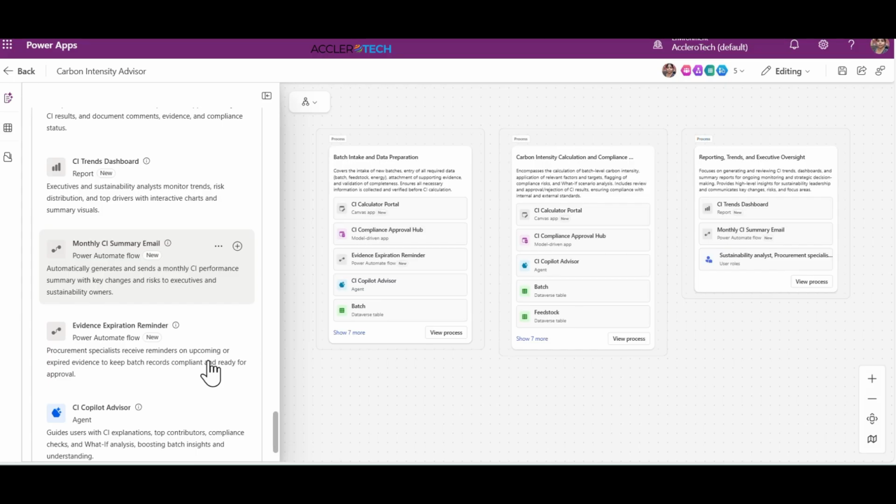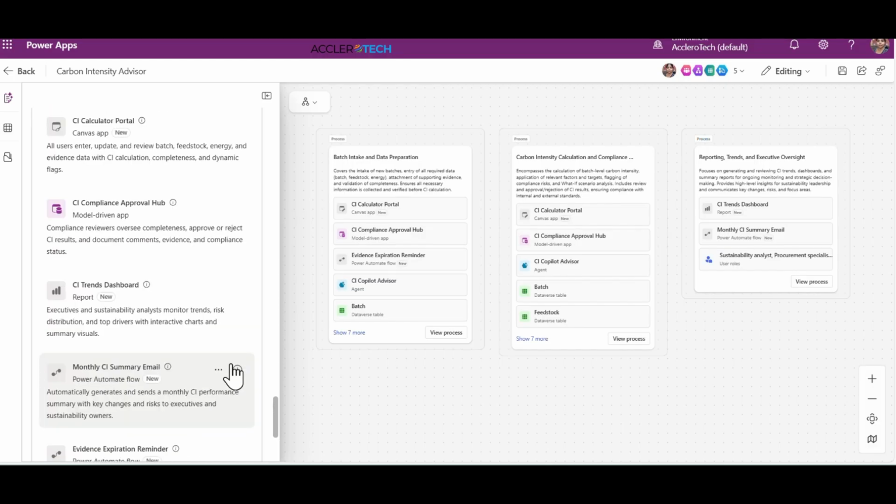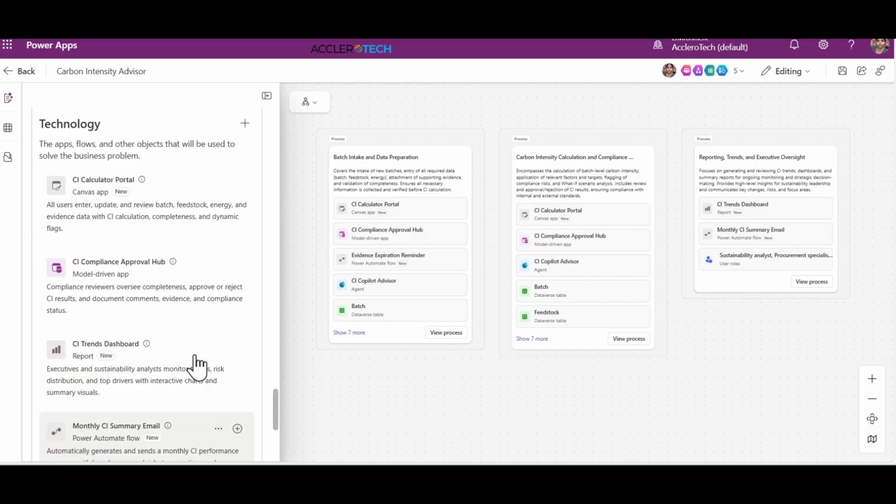Then we have the CI Copilot Advisor, which guides the user with the CI explanation, which is the central hero of this whole thing, from where we get all the CI details, and they are all viewed in different portals with the help of automations in the background. Next, we have a look at the CI calculator portal.